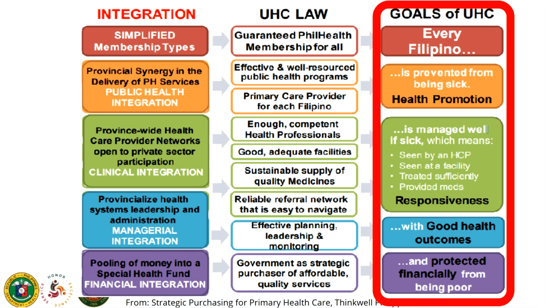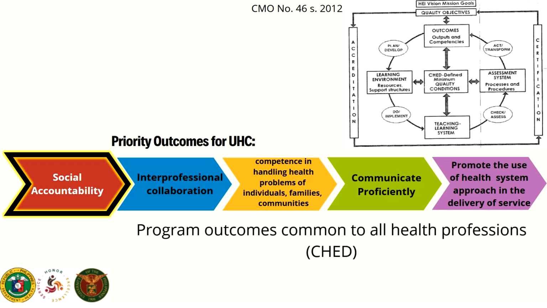So if you have enough primary care providers, then you probably would be able to achieve the goals of UHC, but that's only one aspect of the equation, as I mentioned earlier. You need the whole health system. But anyway, in response to that, CHED came up with a CMO, and you notice that in that CMO, CHED came up with some priority outcomes that would be responsive to universal health care.